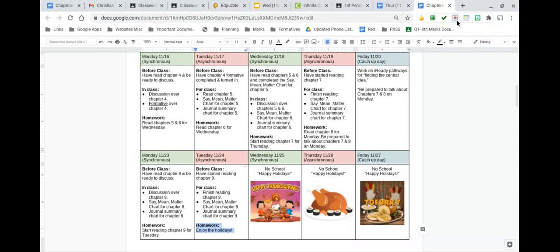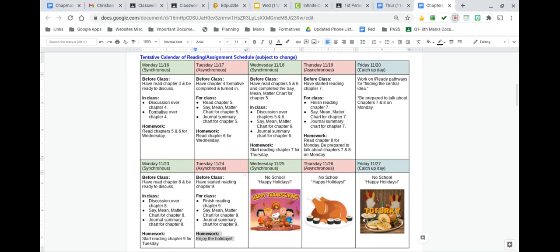Okay? So that's it. And we'll talk about the say, mean, matter chart later at a different time, but I just kind of wanted to give you a heads up on how we're going to be running things for the next 2 weeks.